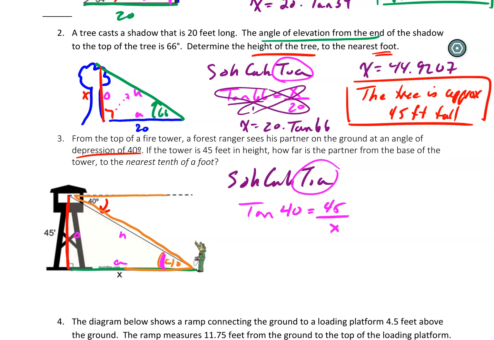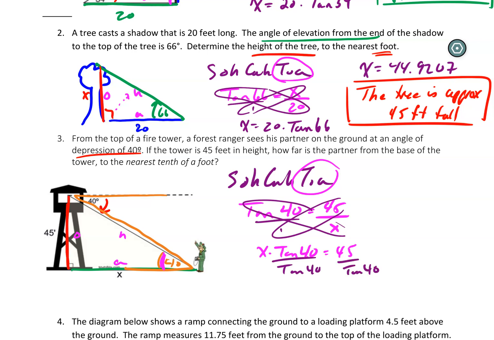45 over x. When we go to solve this one, though, cross multiply and solve, right? X first, you get x times the tangent of 40 is equal to 45. So x is not alone, so I do have an extra step. I got to divide by tangent of 40 to both sides. That will get my x to be alone. So x is equal to 45 divided by tangent of 40.